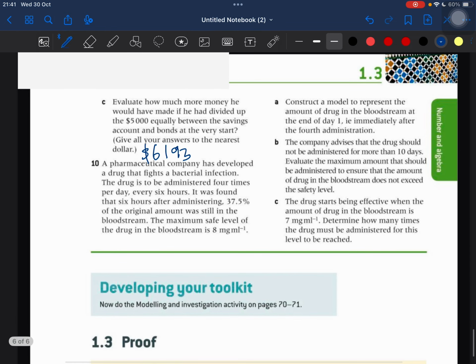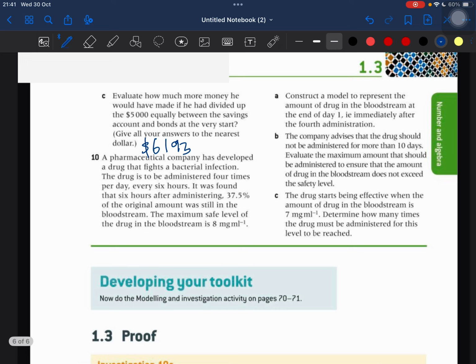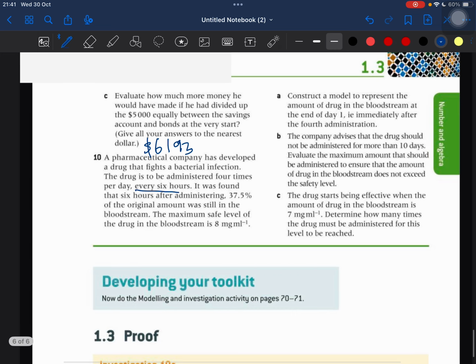So a pharmaceutical company has developed a drug that fights a bacterial infection. 37.5% of the original amount was still in the bloodstream every 6 hours. The maximum safe level of the drug in the bloodstream is 8 milligrams. Consider the amount of drug in the bloodstream at the end of the day.